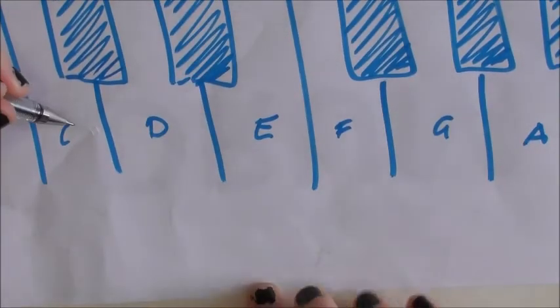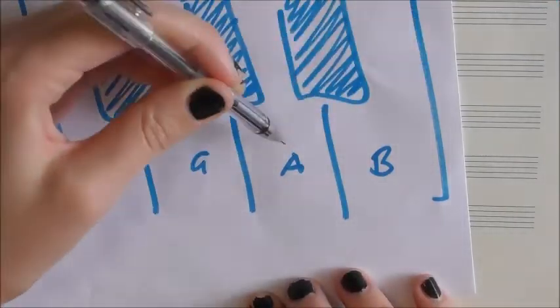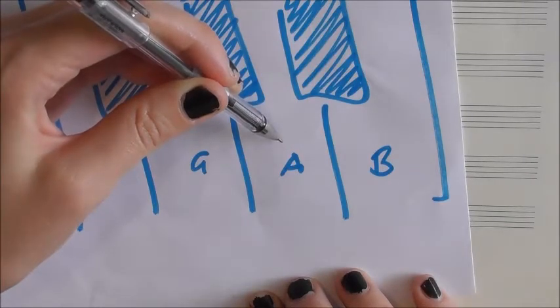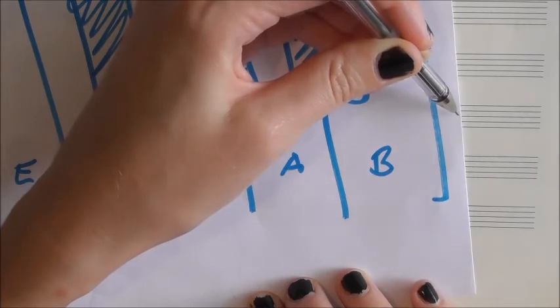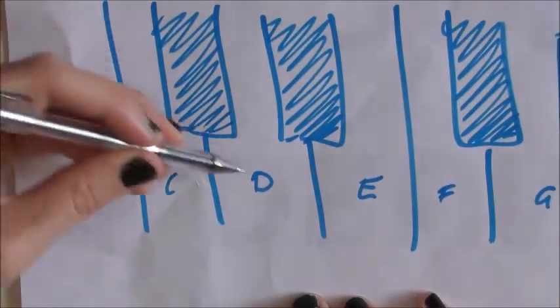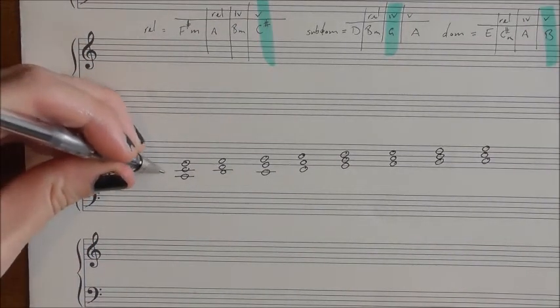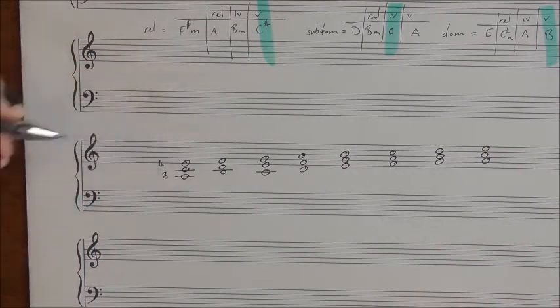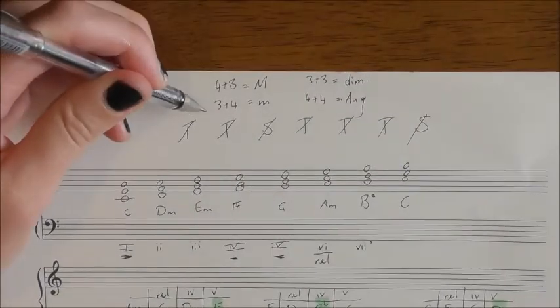So if we go back to our keyboard, we have to count the distance between A and C. So the distance between A and C is how many semitones? 1, 2, and then that's where the C would be, 3. And then the distance between C and E is 1, 2, 3, 4. So we've got A and C is 3, C and E is 4, and then we look at our formulas up the top here. 3 plus 4 is a minor one.